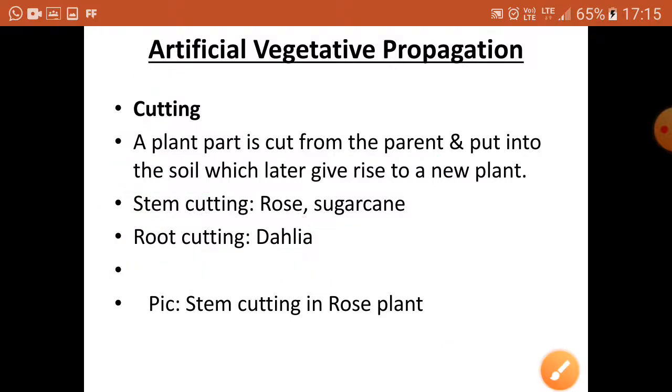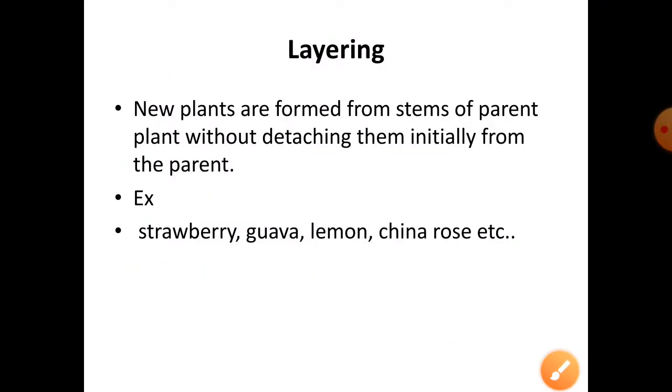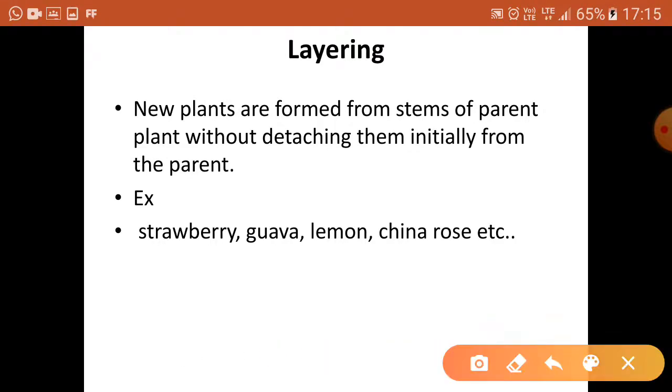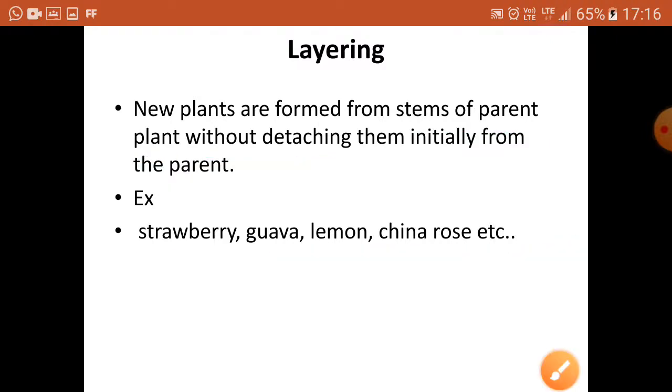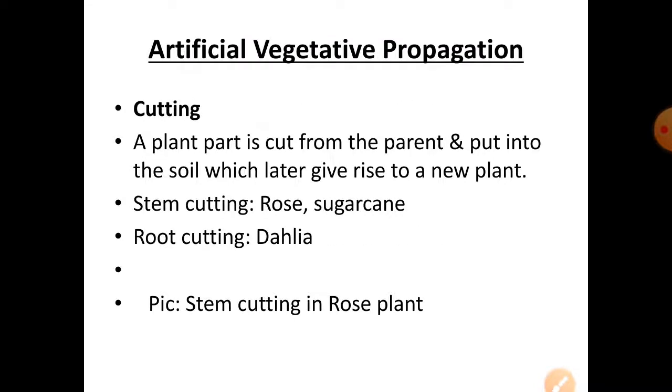The next one is layering. Layering is another type of artificial vegetative propagation, and new plants are formed from stems of the parent plant, basically without detaching them initially from the parent. We detach them later on, but initially we don't detach. For example, strawberry, guava, lemon, and China rose can all be grown with the help of layering.